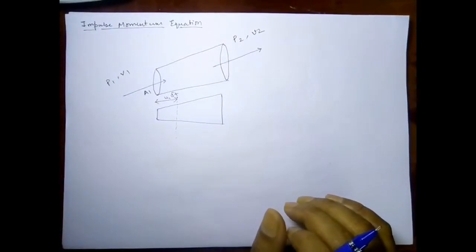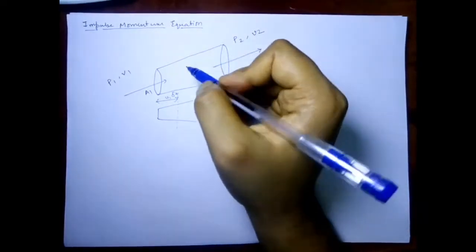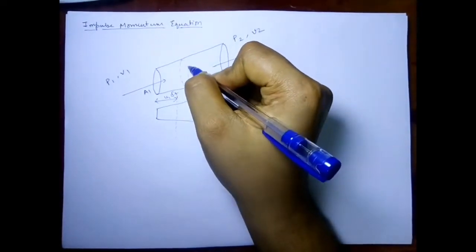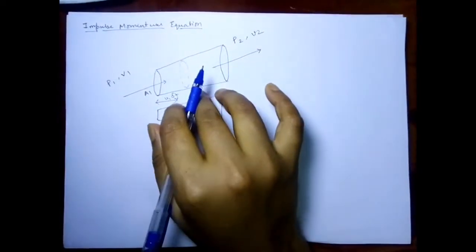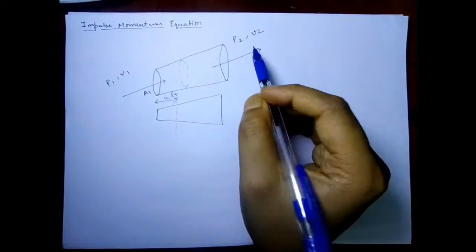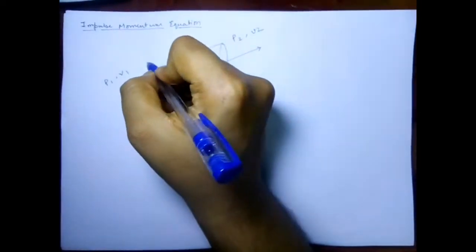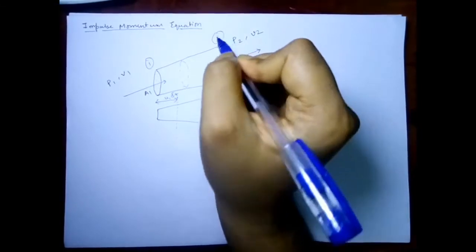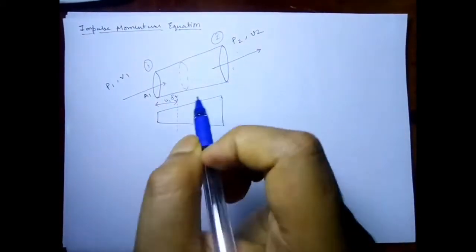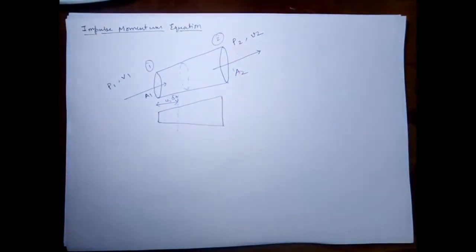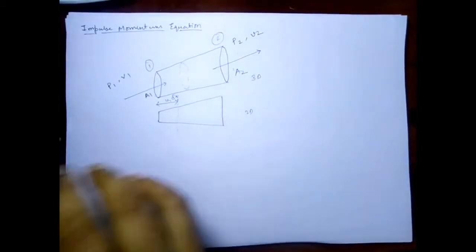Now to determine the rate of change of momentum for a fluid, we will consider the fluid we had considered for Bernoulli's equation, and we will have the stream flow as I have written. This is a stream tube, and P1 V1 and P2 V2 are the pressures and velocities at sections 1 and 2. A1 is the area of section 1 and A2 is the area of section 2. This is the 3D, and this diagram is in 2D.